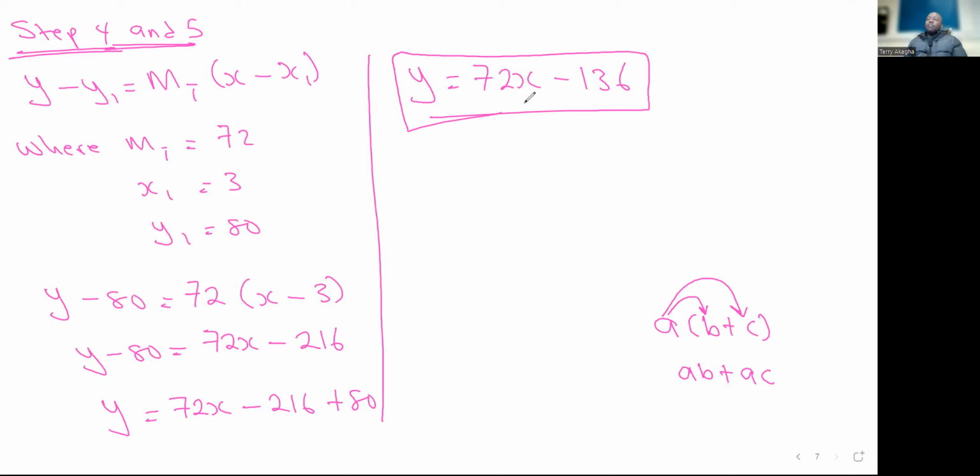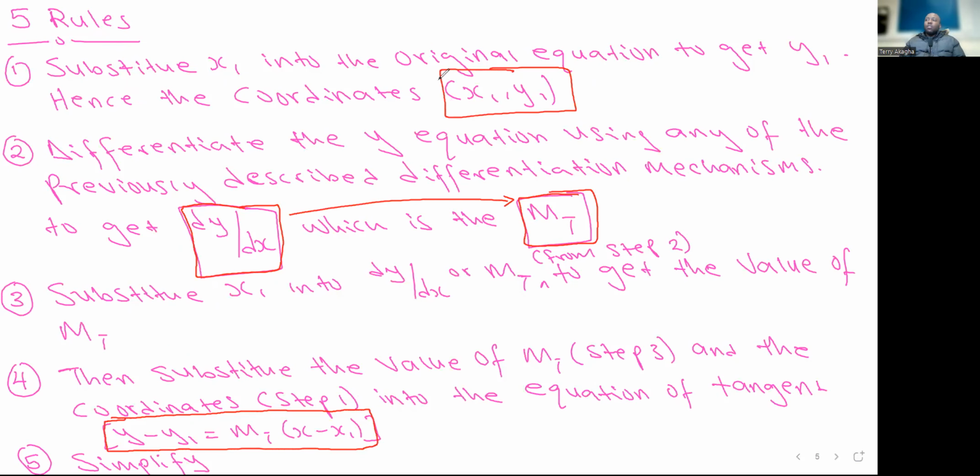All right, so that is that for that. It is easy, just pretty straightforward. You substitute to get the x1, y1, then you differentiate it, you substitute x1 into this to get the value, and you put it into the equation. And that will be that for that.